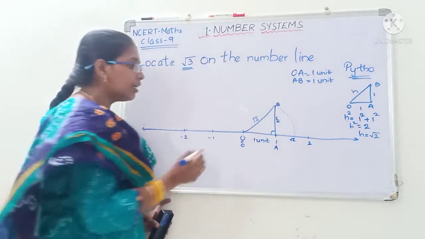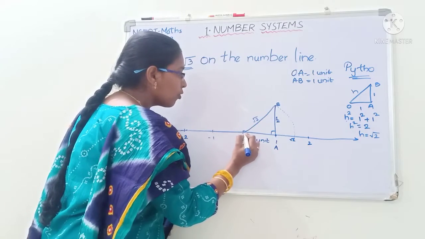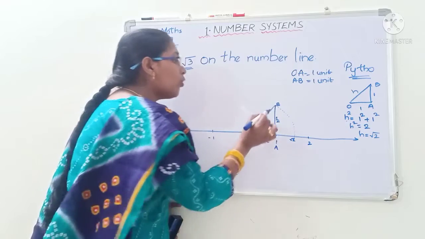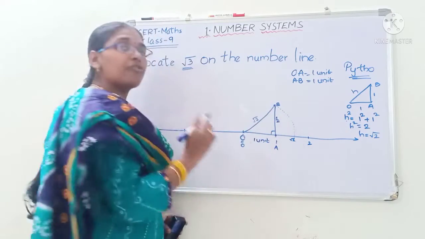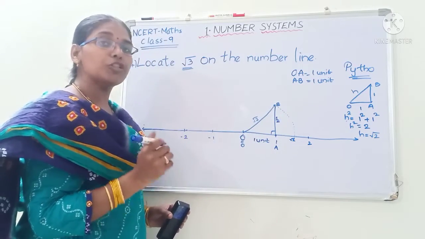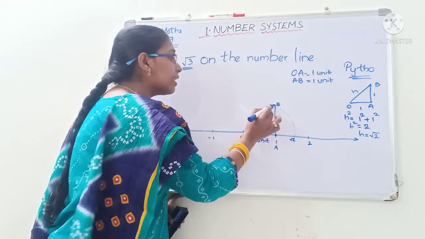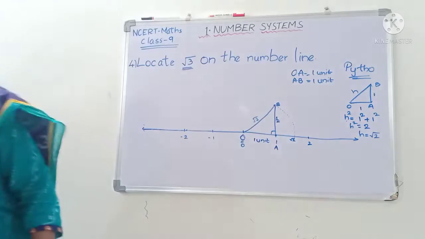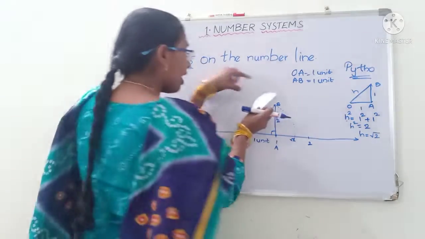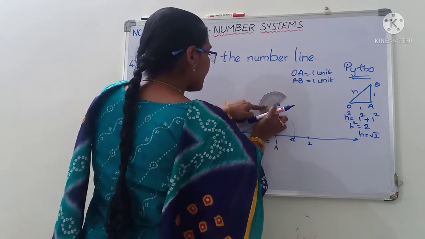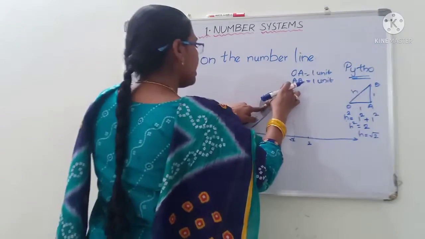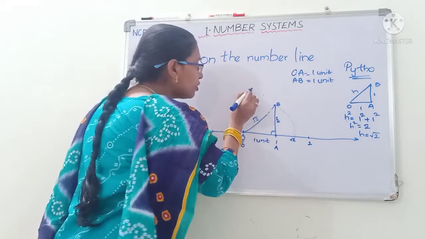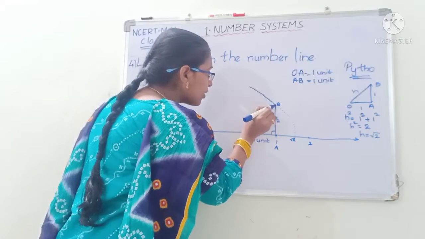How do you do that? Now, you got points OB, right? This OB is root 2. Now draw a perpendicular from B. Children, what should you do? You should draw a perpendicular from B and its length should be 1 unit. Take a protractor, children, and mark 90 degrees. That means you are drawing a perpendicular. Okay. And the length of this should also be 1 unit.